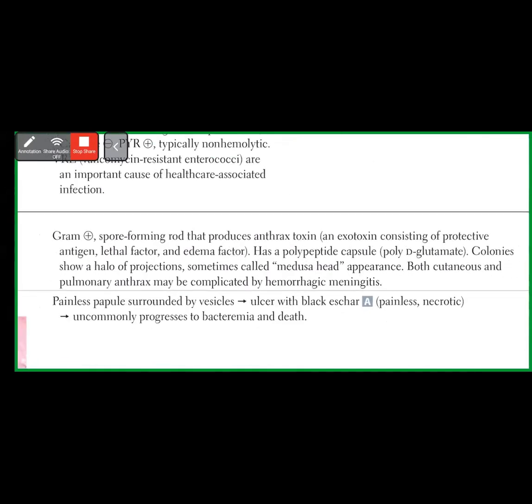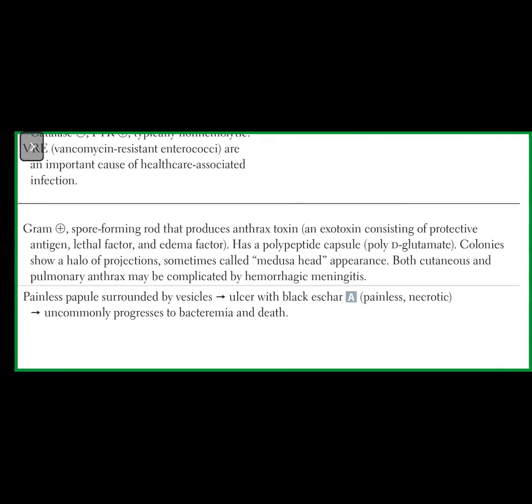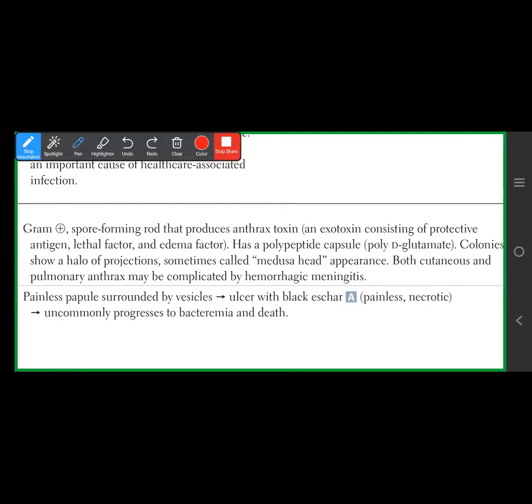Again, it's going to be a toxin-producing bacteria, and it is a spore-forming bacteria. So what are the important points that I want you to remember in this paragraph? For microbiology, you don't have to remember anything extra from the book. You just have to remember that it's gram-positive, that it's a spore-forming rod, the anthrax toxin, all the factors put together, and the medusa head appearance.